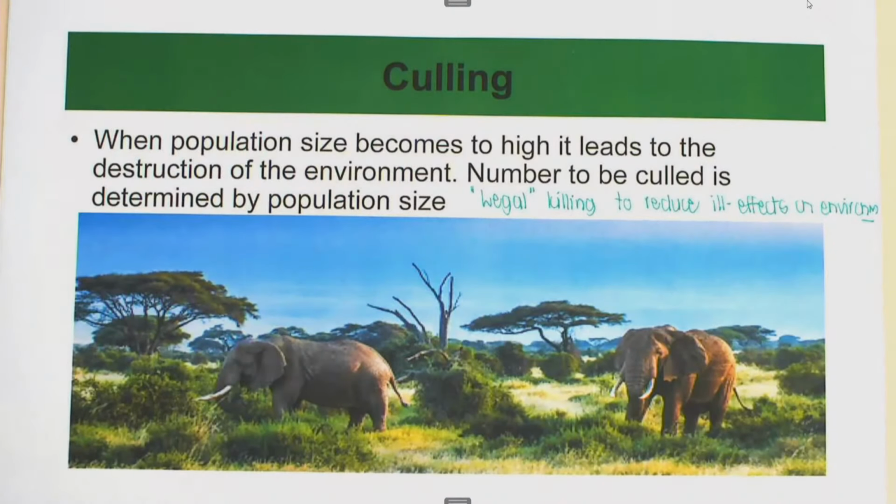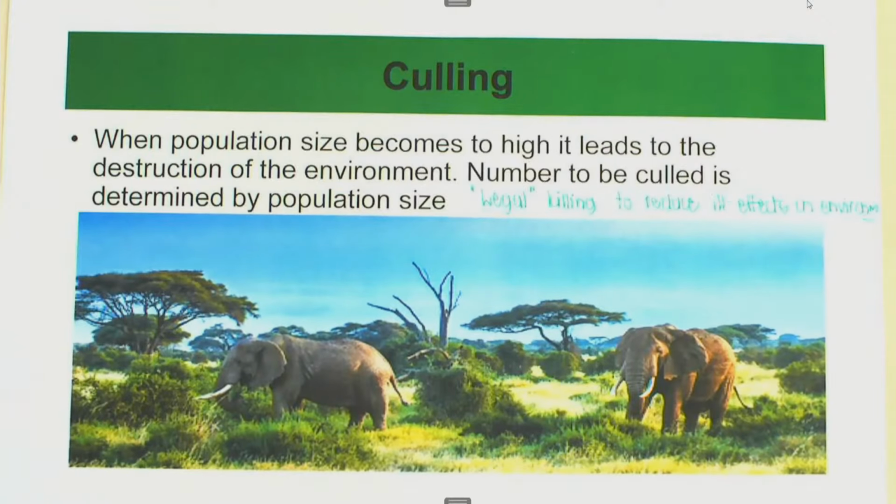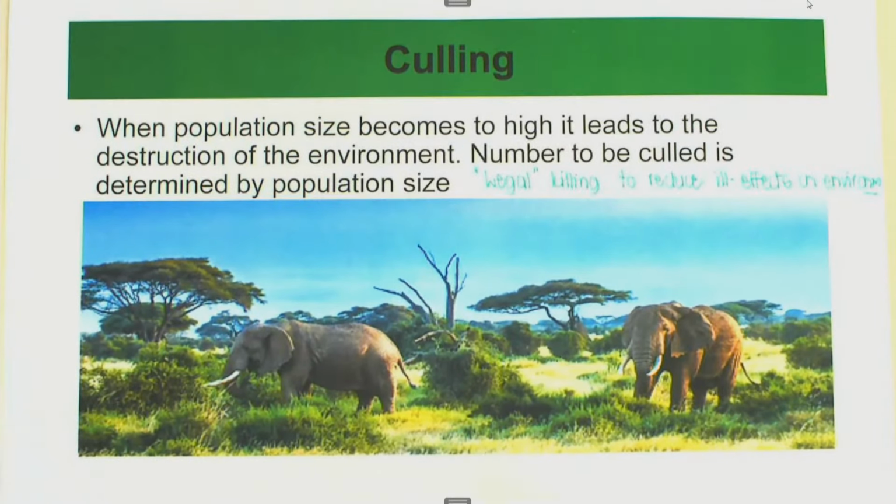All right, now another one. Here we can give you a case study and ask you questions about the case study. Here we have some elephants in nature, okay? And the term that we need to look at is culling. Now, culling is killing of animals, né? But culling is the legal killing of elephants in this case, or animals.